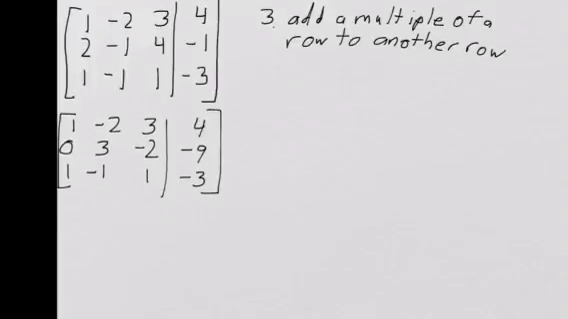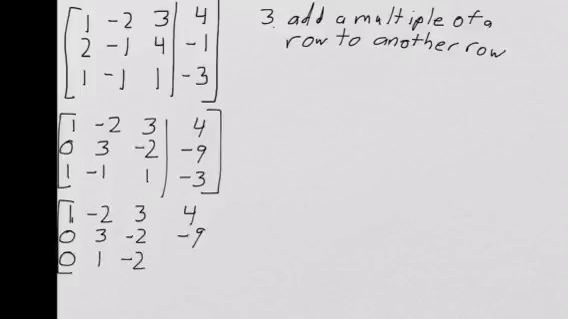Now in the next step, I'm going to subtract the first row from the third row, or add negative 1 times the first row to the third row. So in doing that, the first two rows stay the same. And then subtracting the first row from the third row, I get a 0 there. Negative 1 plus 2 gives me a positive 1. And 1 minus 3 gives me negative 2. And negative 3 minus 4 gives me negative 7.